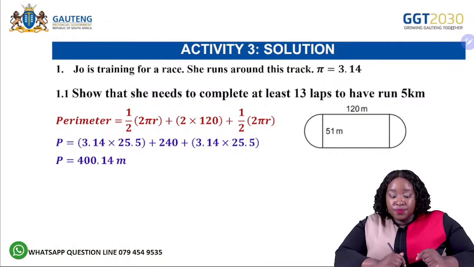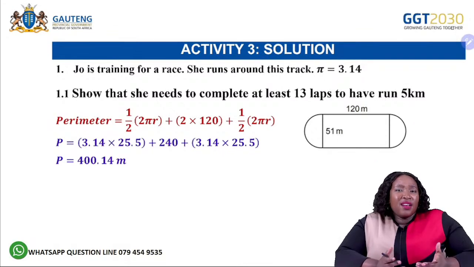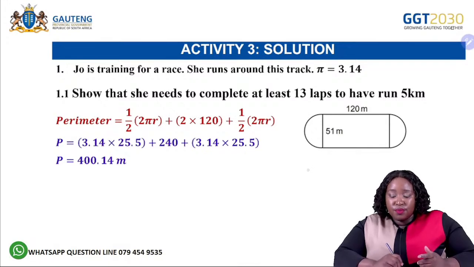Okay, now we've calculated one lap. Basically, that's what we've done. Now, the option here would be for us to find how we get to 13 laps. What would we have to do? And what do we do with those 5 kilometers? Do you see there's a lot of things for us to figure out here?